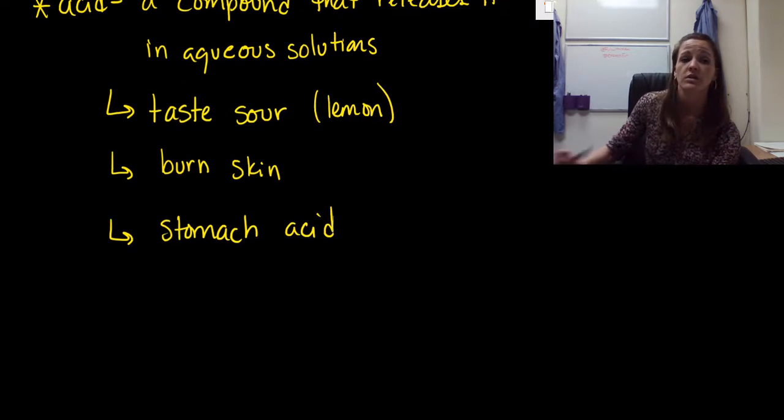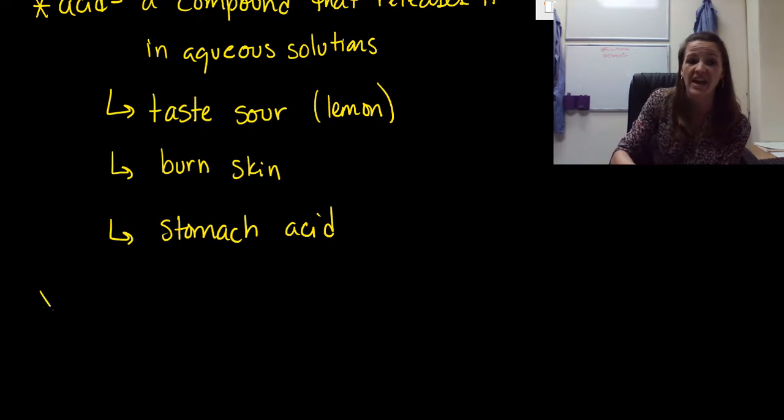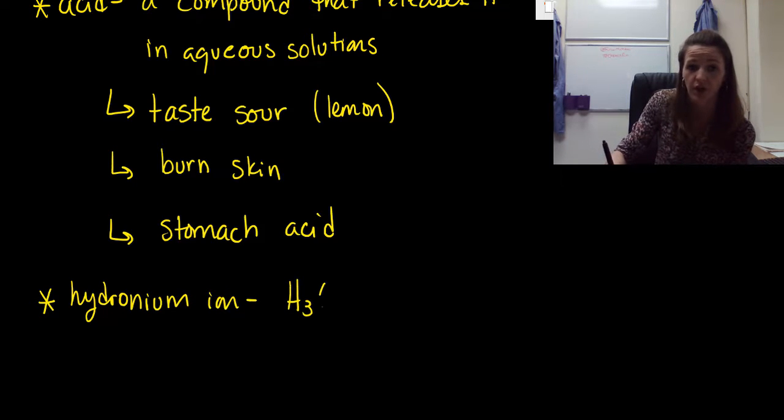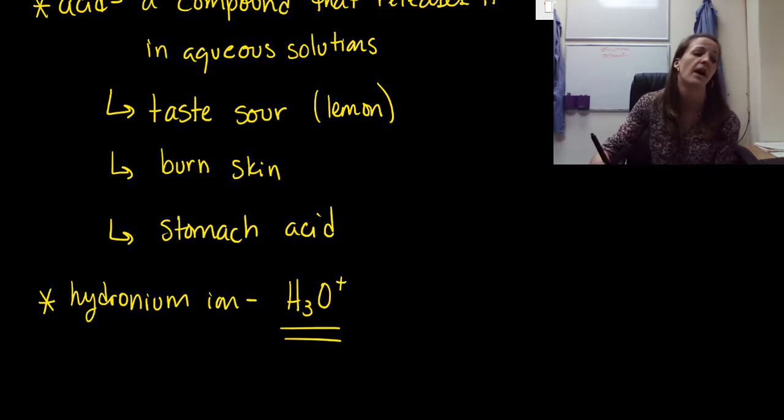Now, in order to talk about an acid, we have to talk about that H3O plus ion I referred to before. Hopefully you remember from our polyatomic ion video that we have something called the hydronium ion. This is H3O plus. This is the true ion. This is what indicates that you have an acid.